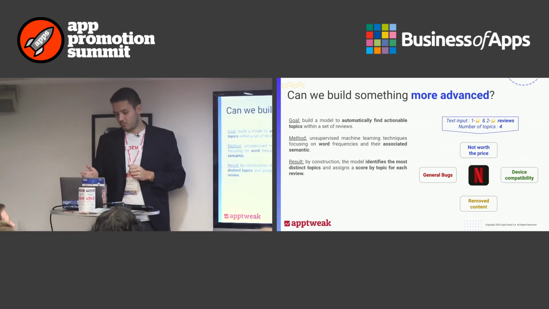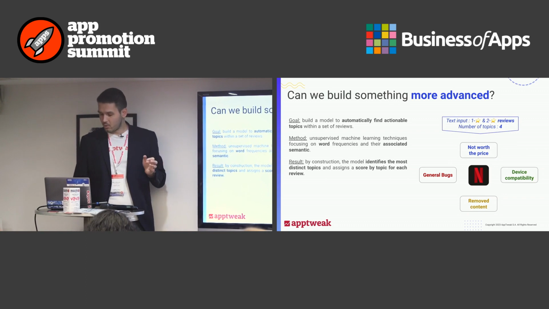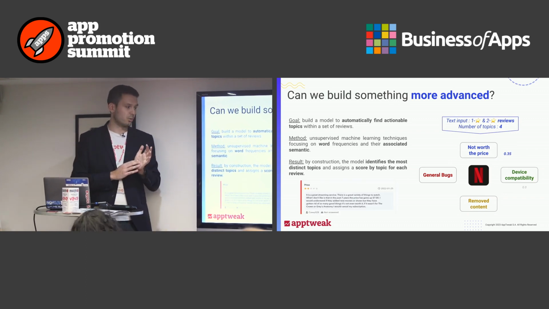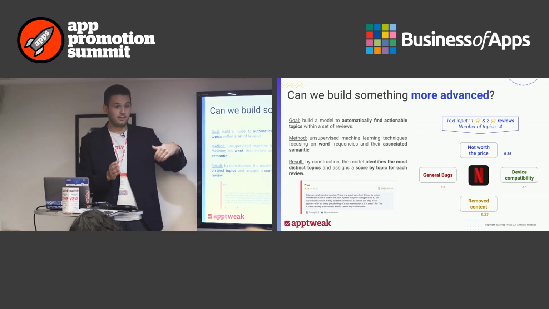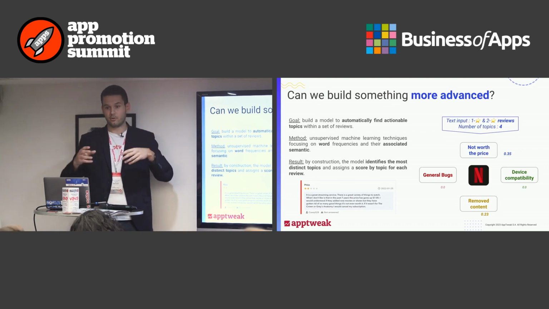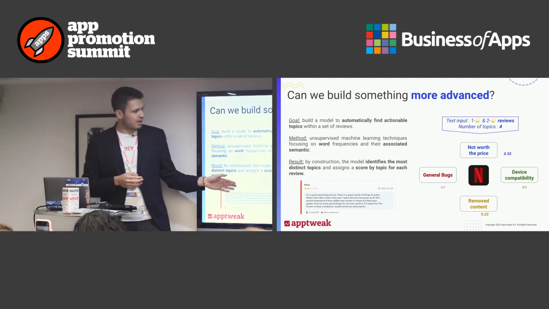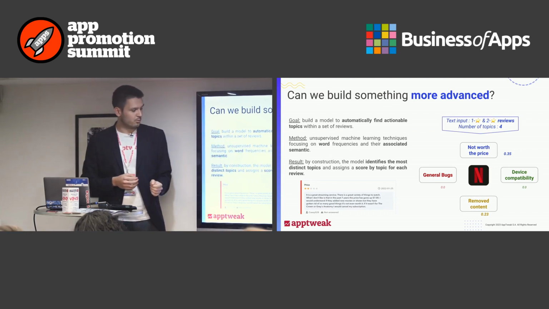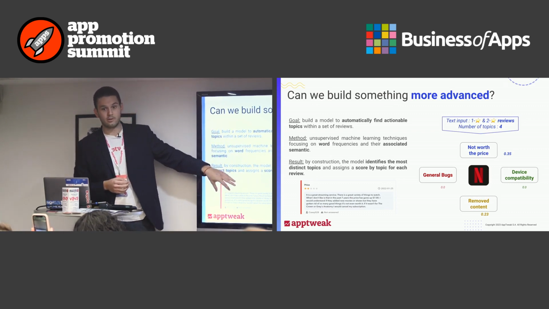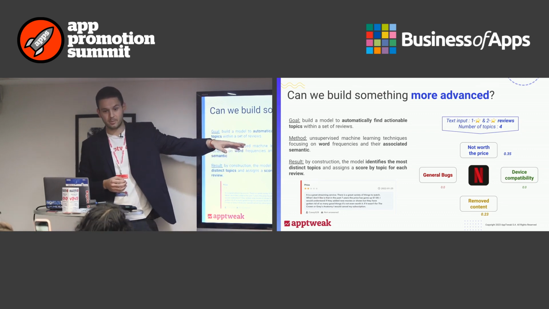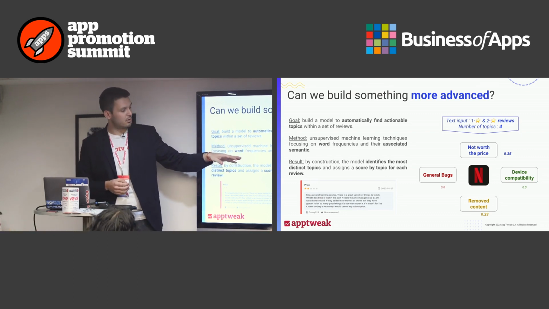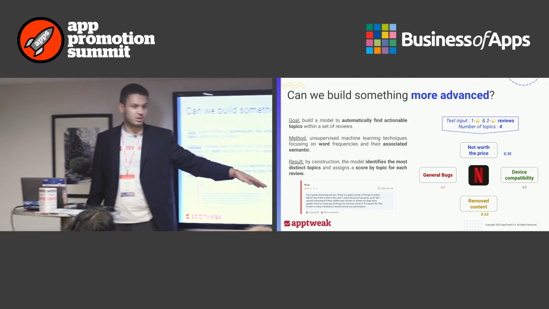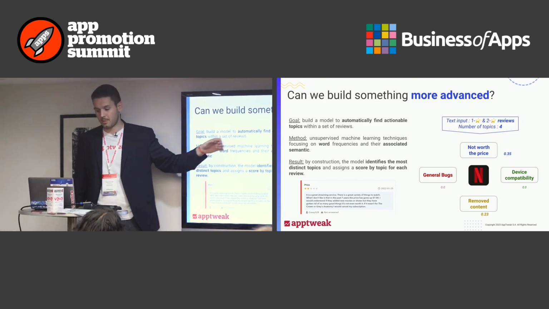But now, and really, really importantly, we have a way to trace back to each individual review. So if we take any review, be it in the past or even in the future, after we have fit the model, we are able to ask the model to give for each of these topics a score to this review. So let's say this review, it doesn't talk at all about the general bug or the device compatibility, but it does talk a bit about the removed content issues and especially about the pricing.